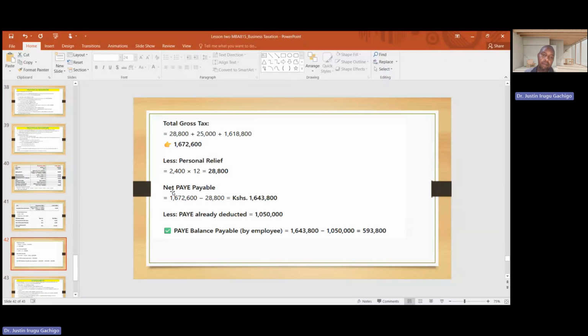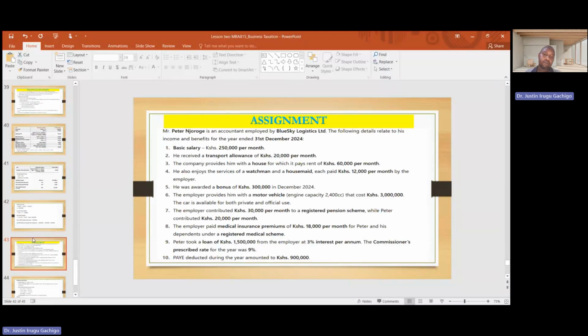So the net PAYE payable is the gross PAYE tax minus the relief, which is 1.6 million. And remember, the amount that was deducted was this. So the balance due from the employee will be 1.6 million, which is computed, minus what was deducted, which is 593,000. So the employee should pay that amount to the revenue authority.